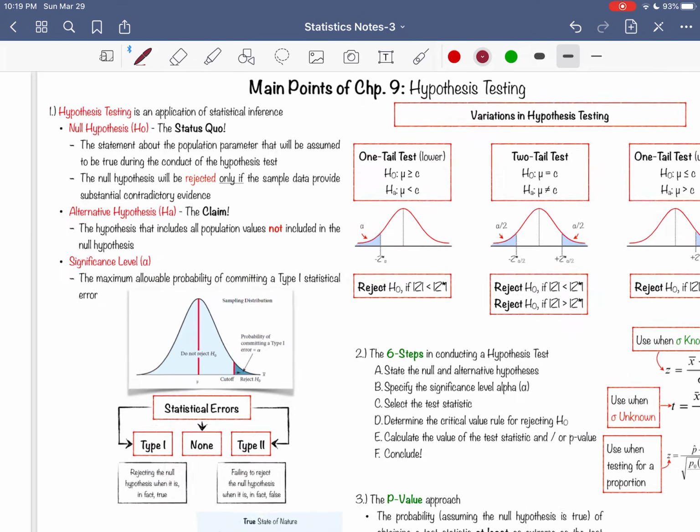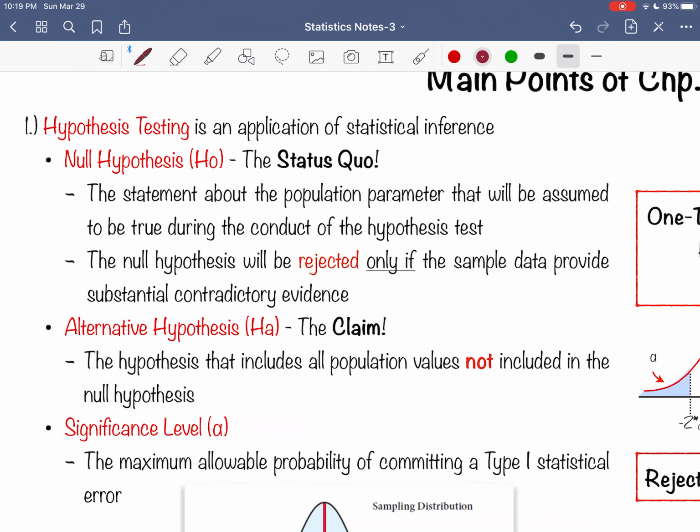So what is the status quo? The status quo is called a null hypothesis, and that is the current situation that we're dealing with at the moment. The agreed upon statistic parameter or what is currently being believed is true. So it's a statement about the population parameter.